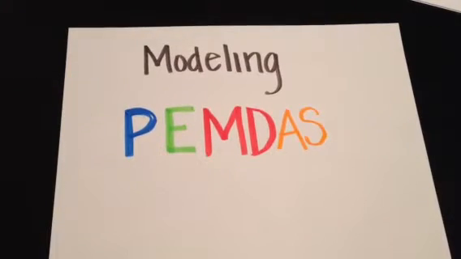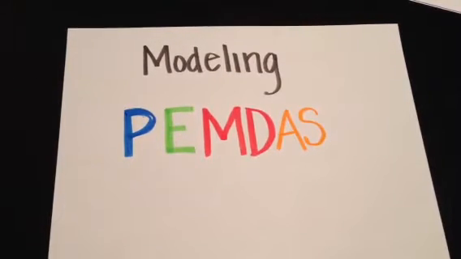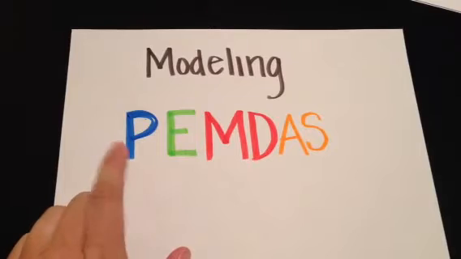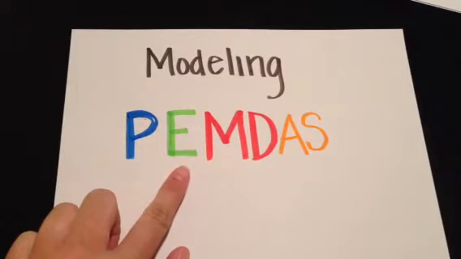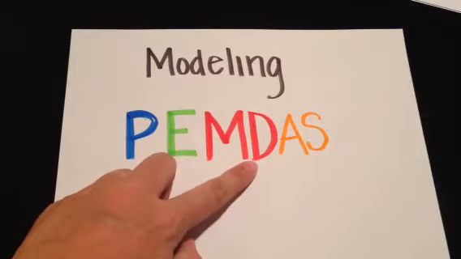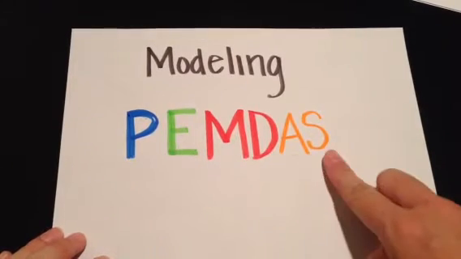Today in class we began modeling the order of operations, or PEMDAS. Just as a reminder, let's review that the P represents doing parentheses first, then we would do exponents, then we'd multiply and divide, and finally we would add and subtract.